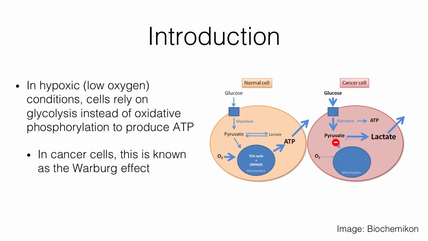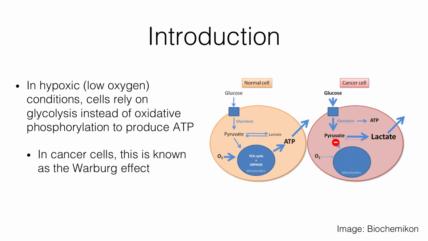So to begin, we know that in normal oxygen or normoxic conditions, cells undergo aerobic respiration in order to produce energy. Through aerobic respiration, for every 1 molecule of glucose, you get around 30 ATPs. On the other hand, in low oxygen or hypoxic conditions, cells must rely on glycolysis rather than aerobic respiration, and this only produces about 2 ATP per glucose molecule, so it's much less efficient.